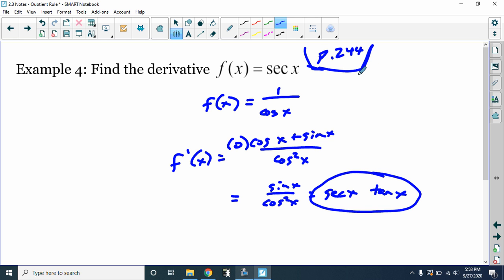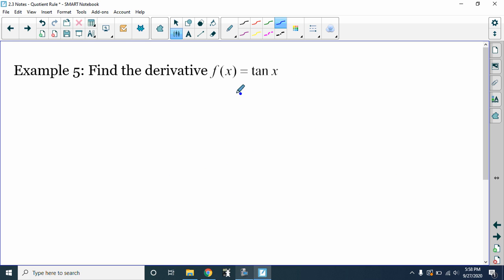The only ones you need to have memorized right now are the derivative of sine, which is cosine. The derivative of cosine x is negative sine x. And you should also know the derivative of tangent x is secant squared x. That's one that pops up enough, you should memorize that one.